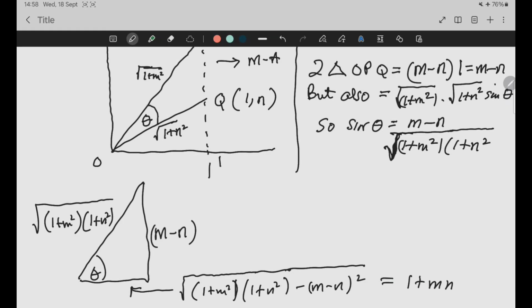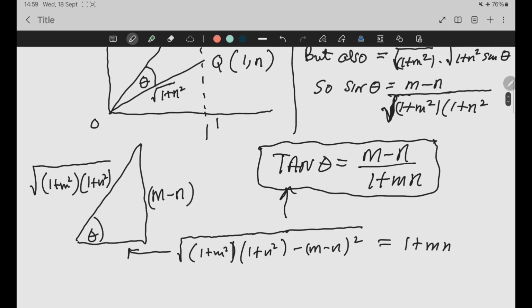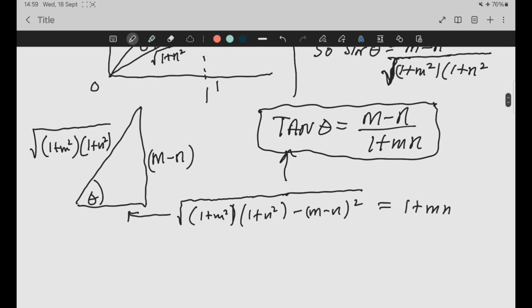So from that, we can see that tan theta will equal m minus n over 1 plus m times n. And that is the more usual form in which the angle between two straight lines can be found. I don't quite finish there. We do a special case.